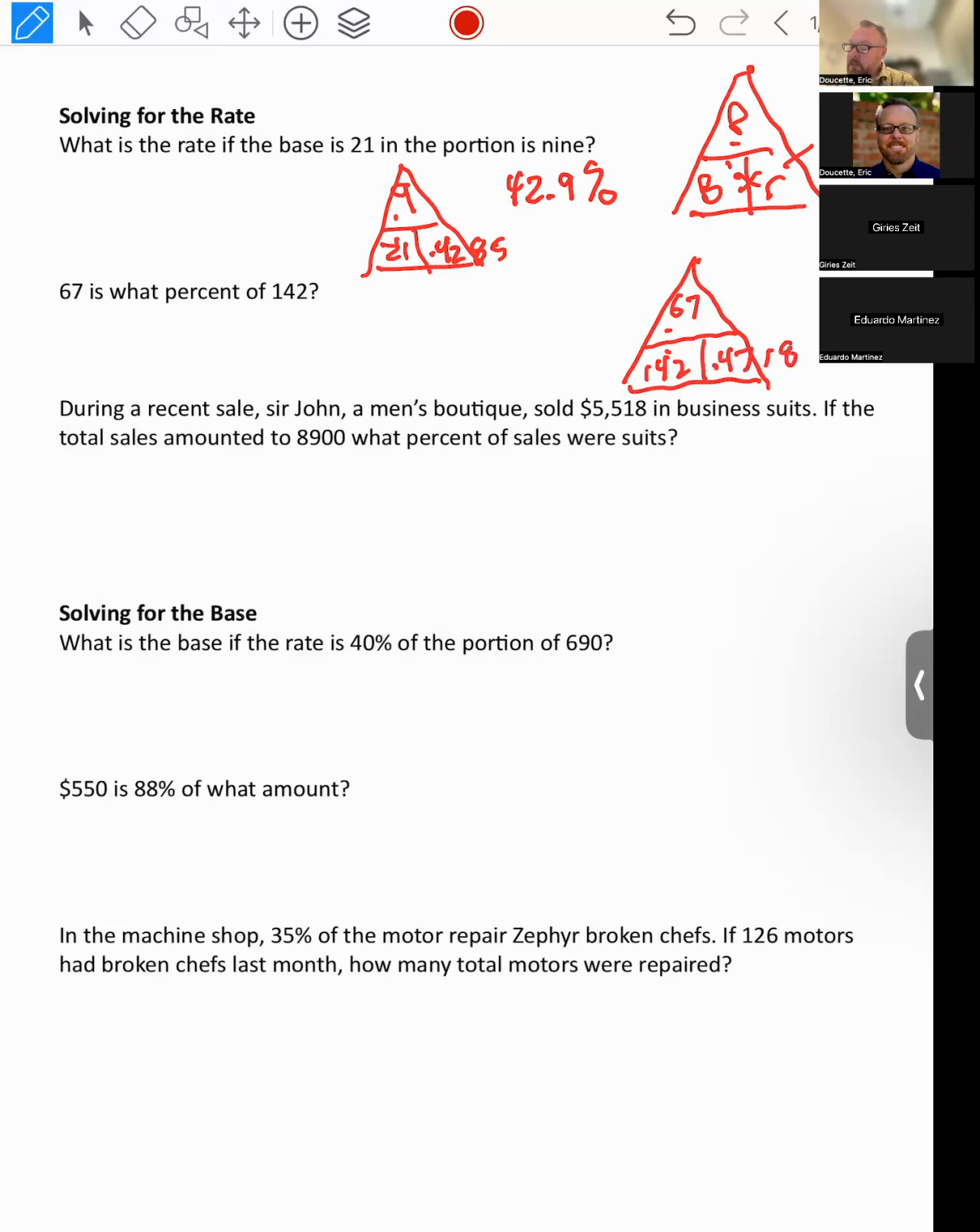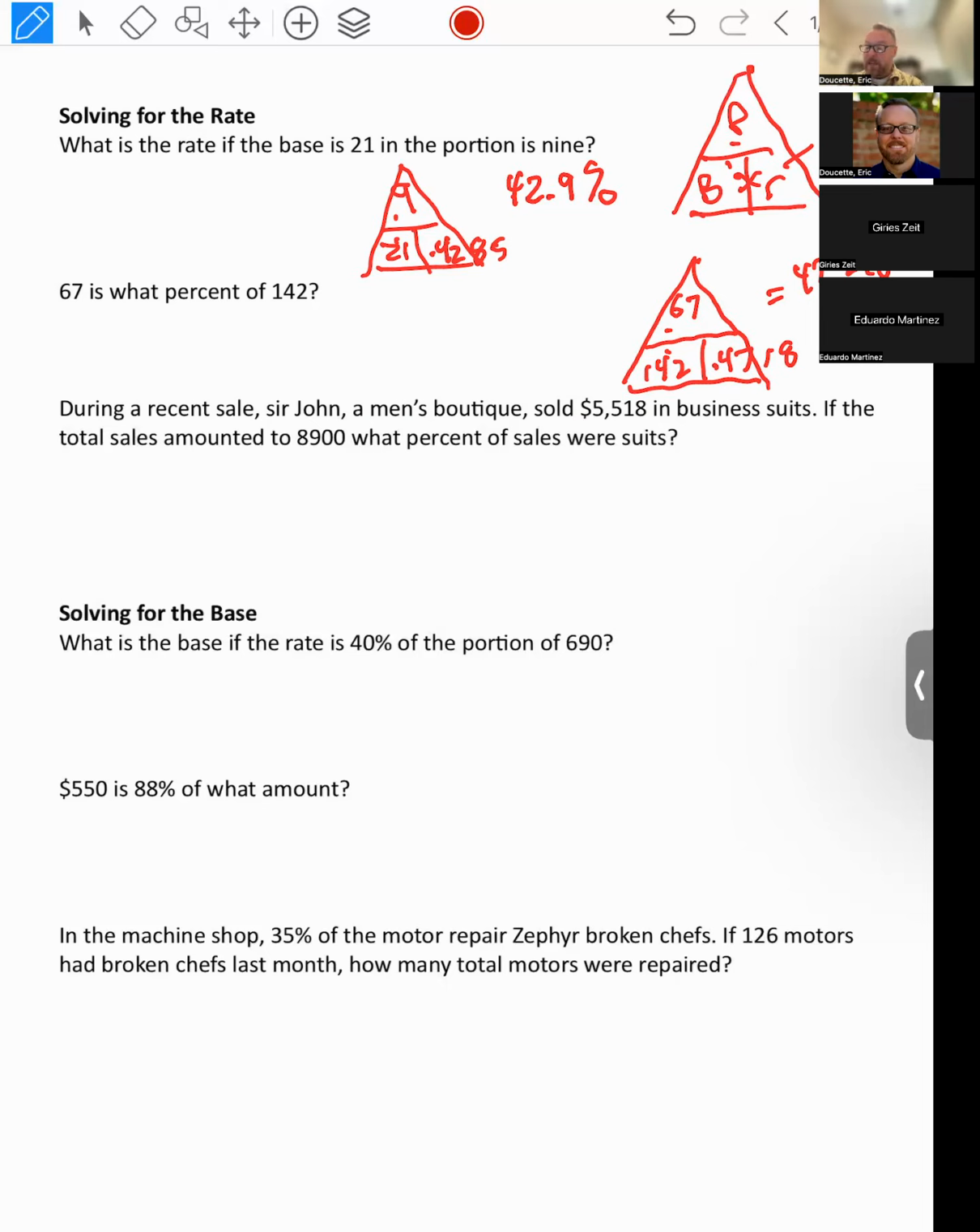0.4718. Or if I was to round it to the tenth percent, it would be 47.2%. So 67 is 47.2% of 142. Again, I hope not to insult anyone's intelligence. I'm just going over these very basically because later on this will become extremely handy for you to use, and it'll make it a lot easier to solve your problems.